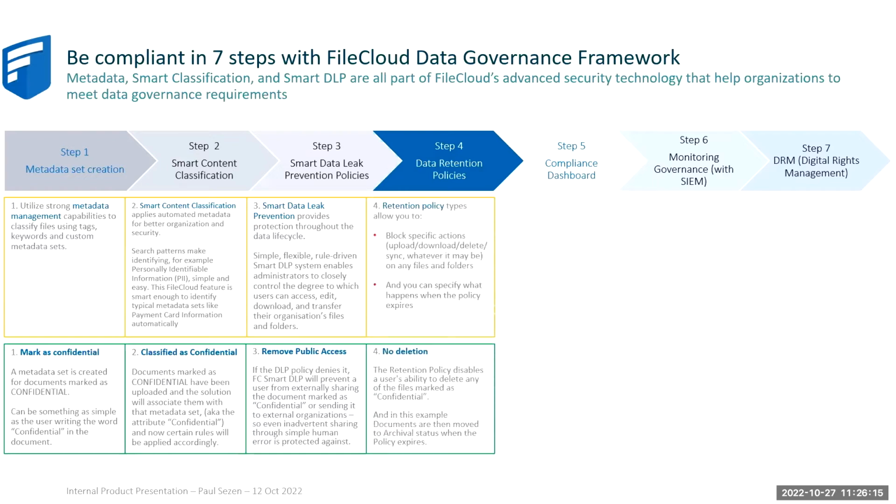Data retention then also key to data governance, of course. So retention policies that you can set up in FileCloud will allow you to block specific actions, for example, uploading, downloading, deleting, syncing, whatever it may be, on any files and folders. And you can specify what happens when the policy expires. And from an end user perspective, it could be that no deletion is allowed. So the retention policy disables a user's ability to delete any of those files marked as confidential. And in this example, documents are then moved to archival status when the policy expires. So that could be one choice that you make in terms of an action when the policy itself expires.